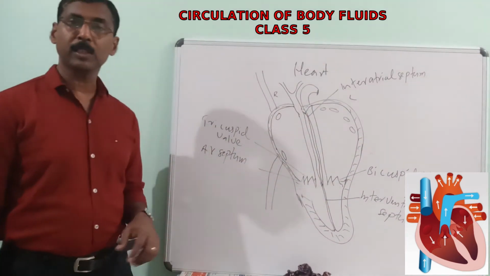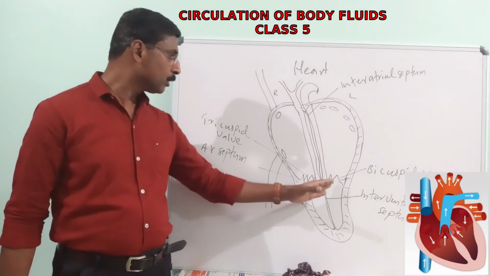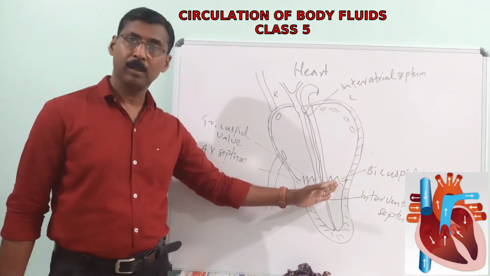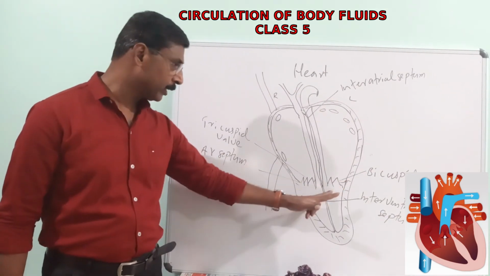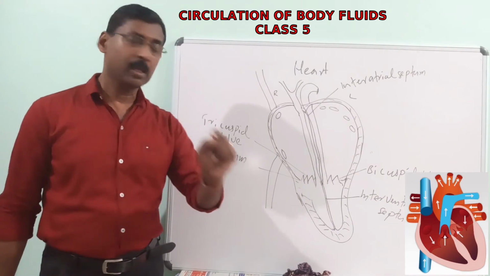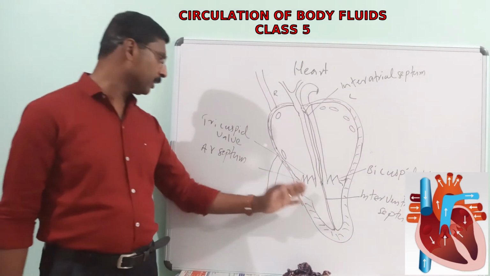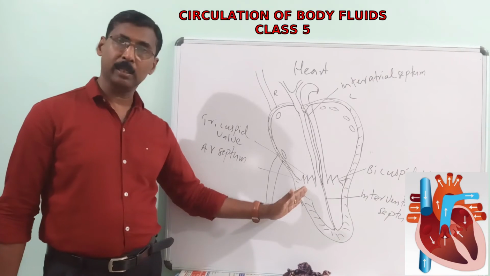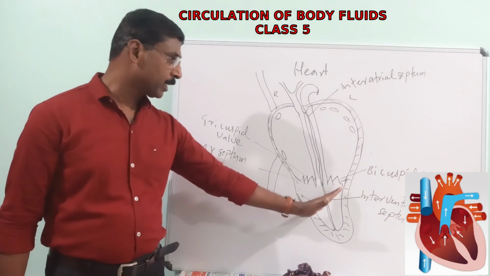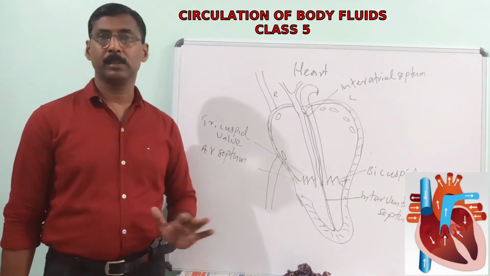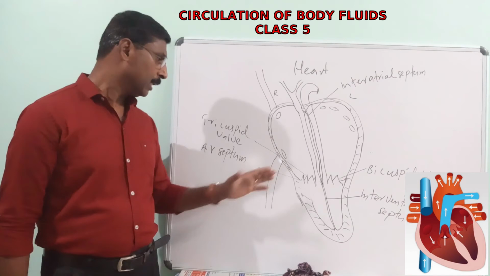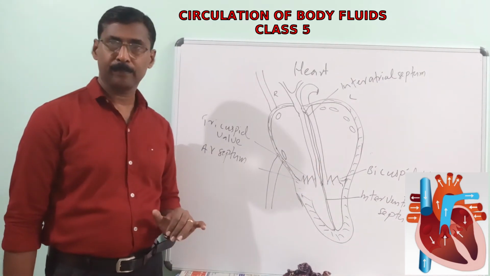The valve is a bicuspid valve because it has 2 cuspids. 2 ദളങ്ങൾ പോലെ കാണുന്നുണ്ട്. അതിന് നമ്മൾ ദ്വിദള വാൽവ് എന്ന് പറയും. അപ്പോൾ ഇത് മാറിപ്പോകരുത്, ഇതിന്റെ പൊസിഷൻ മാറിപ്പോകരുത്. Tri-Cuspid valve is on the right side and bicuspid valve is on the left side. Okay. എന്താണ് ഈ വാൽവിന്റെ ഫംഗ്ഷൻ?